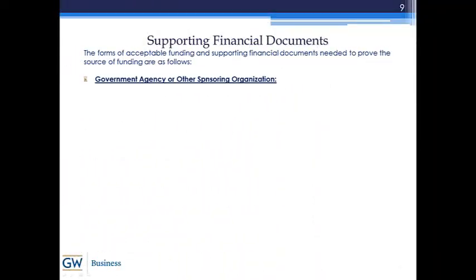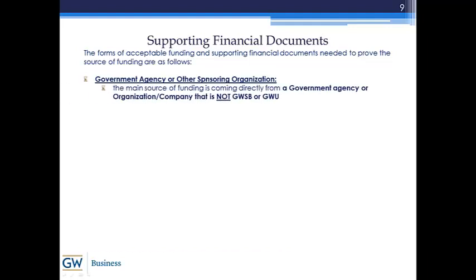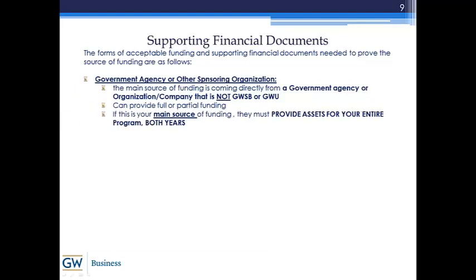The next form of funding is a government agency or other sponsoring organization. This refers to any student receiving a scholarship or financial support from their home country's government or from any other organization that is providing funding for their study at GWSB. Note that this is not GWSB or GW funding. They can provide full or partial funding. If this is your main source of funding, they must provide assets for your entire program for both years.